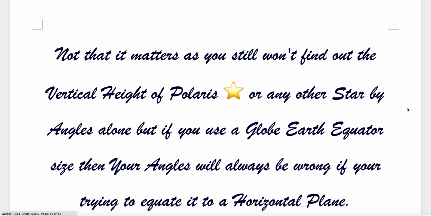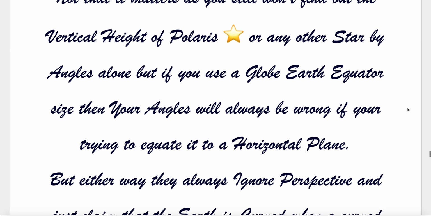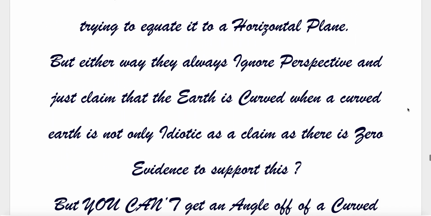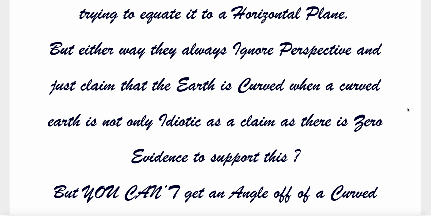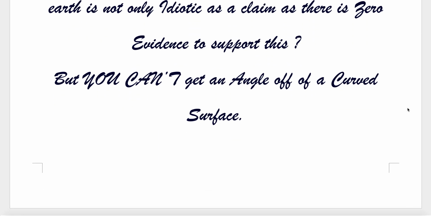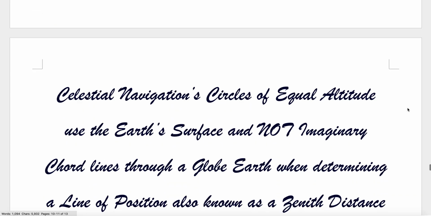Not that it matters, as you still won't find out the vertical height of Polaris or any other star by angles alone. But if you use a globe Earth equator size, then your angles will always be wrong if you're trying to equate it to a horizontal plane. But either way, they always ignore perspective and just claim that the Earth is curved, when a curved Earth is not only idiotic as a claim, as there is zero evidence to support this, but you can't get an angle off of a curved surface.